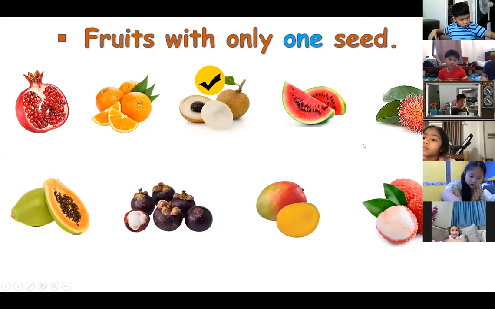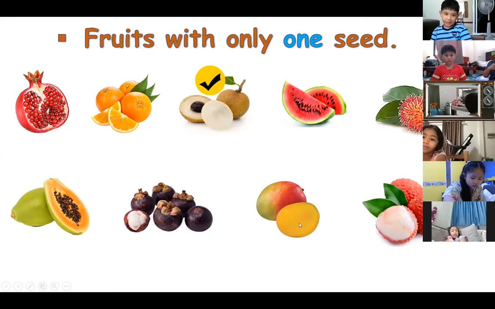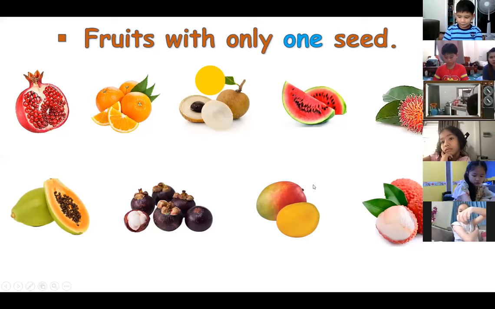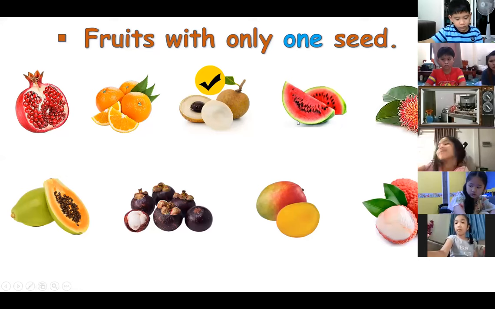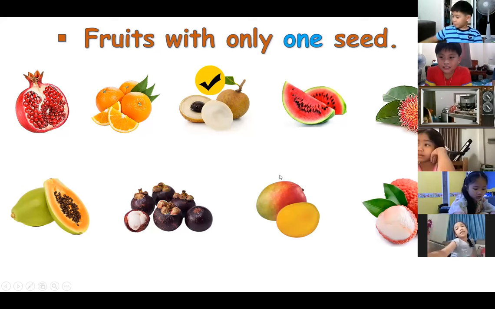I don't know what to say. How about this one? Rambutan. Rambutan, yes. Sorry. What else? Mango. Mangosteen. What else? Mangosteen has many, a few seeds. What else? Only one seed.